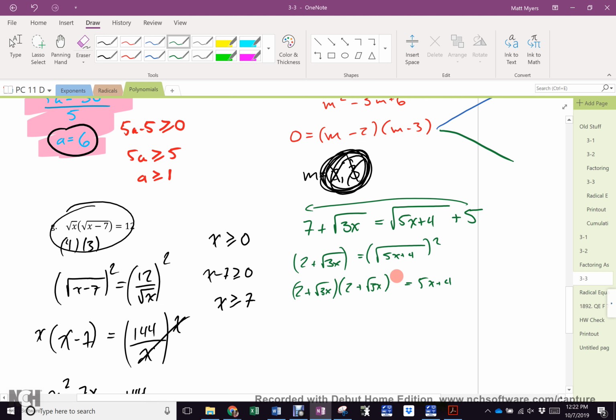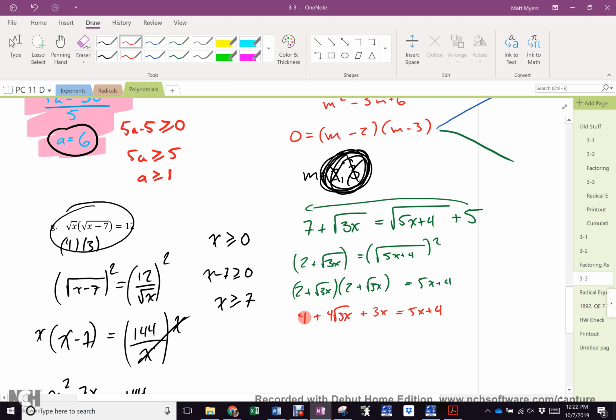Yeah, but we'll go back and I'll show you what would happen if we did the easier one first. You won't have to write it down. Deal? Okay. So, what's 2 times 2? What's 2 times the root of 3x? 2 root 3x. And then another 2 root 3x, right? So plus 4 root 3x. And what's root 3x times root 3x? 3x, isn't it? Okay, equals 5x plus 4.